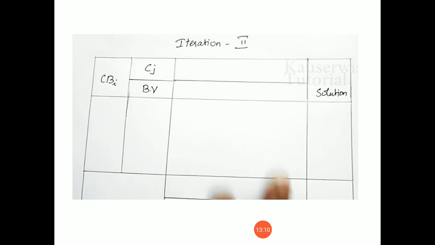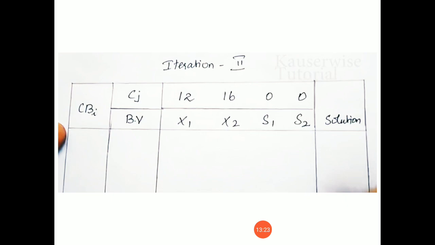Again the same thing: CBI, that is cost of basic variable, CJ, that is all the coefficients of the objective function, and BV, that is basic variables. So CJ and BV will remain the same as in the initial simplex table or in the iteration 1 table, that is CJ represents all the coefficients of the objective function and BV represents the basic variables, that is x1, x2, s1, s2.